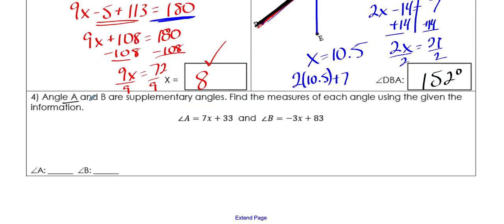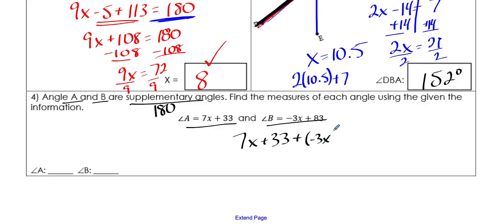Angle A and angle B are supplementary angles. They add up to 180. Find the measures of each angle using the given information. So I'm given these two expressions. I know that they're supplementary. That tells me how to set up my equation. 7x plus 33 plus the other expression, negative 3x plus 83, adds up to a total of 180.